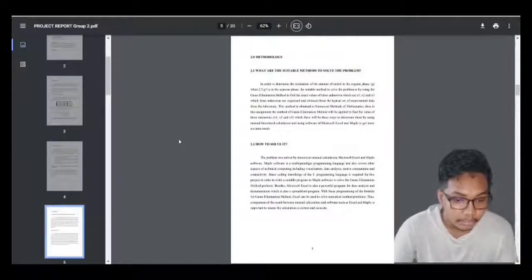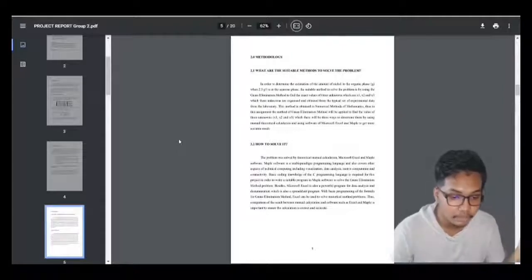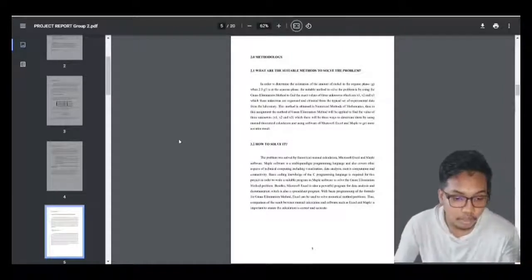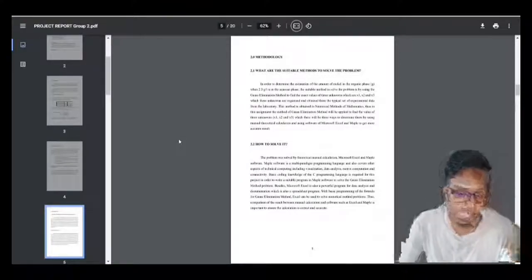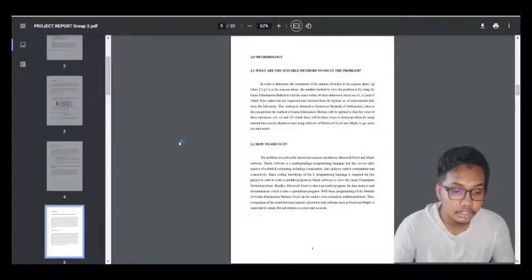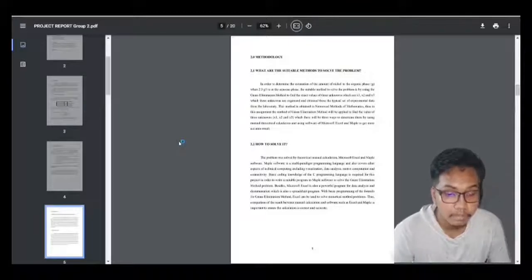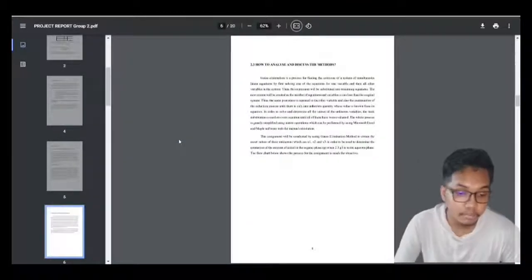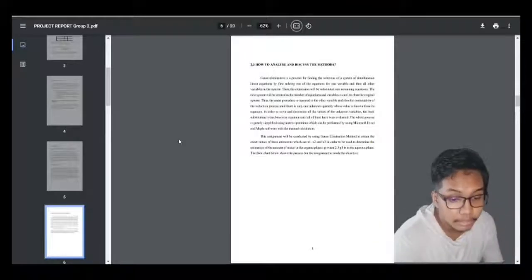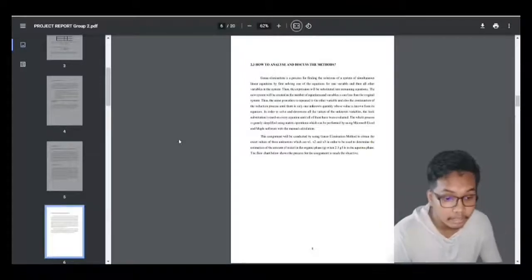Thus, in this assignment, the Gauss elimination method will be applied to find the values of three unknowns, S1, S2, and S3, in three ways: by manual theoretical calculation and by using Microsoft Excel and Maple software to get more accurate results. So how to solve it? The problem was solved by theoretical manual calculation, Microsoft Excel, and Maple software.